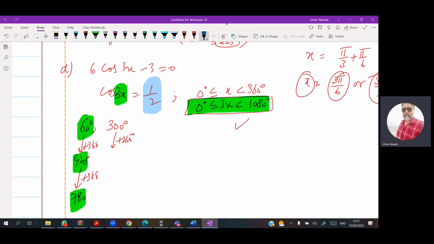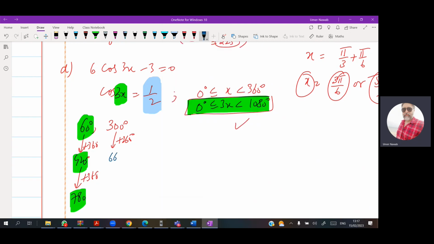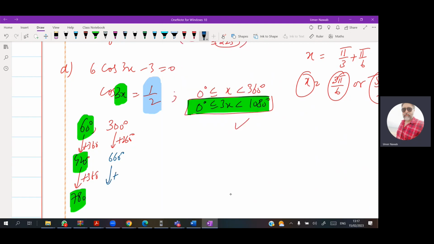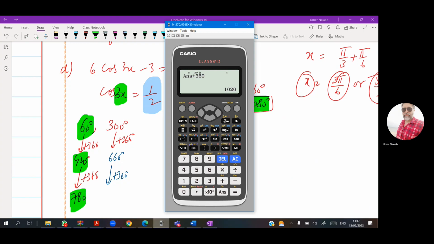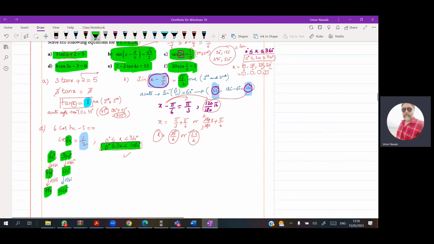And can I use the same procedure for the second angle? So 300 plus 360 will give me 660. And still my answer is within the range. I need to add 360 more, and that gives you 1080. And I'm sure that if you add 360 further, it will take you outside of the dummy domain. So I got how many possible answers? 6 possible solutions of this trigonometric equation.